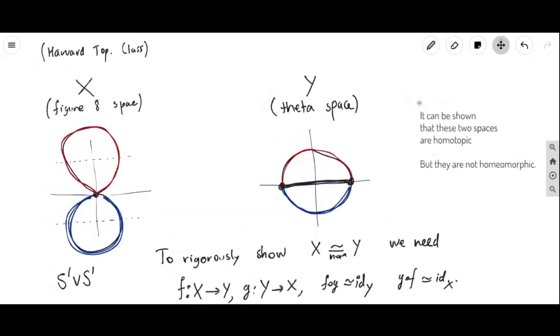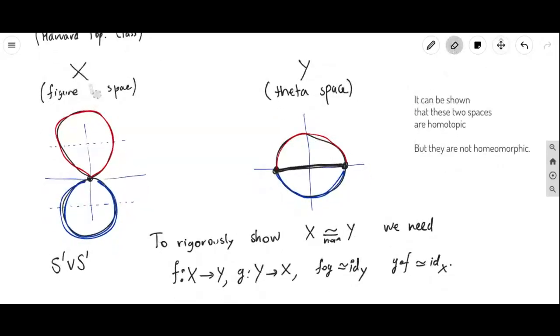So this is example number 2. The figure 8 space and the theta space are not homeomorphic. And also, in contrast with the previous example, neither of these two spaces is a subspace of the other one. So this is example 2.